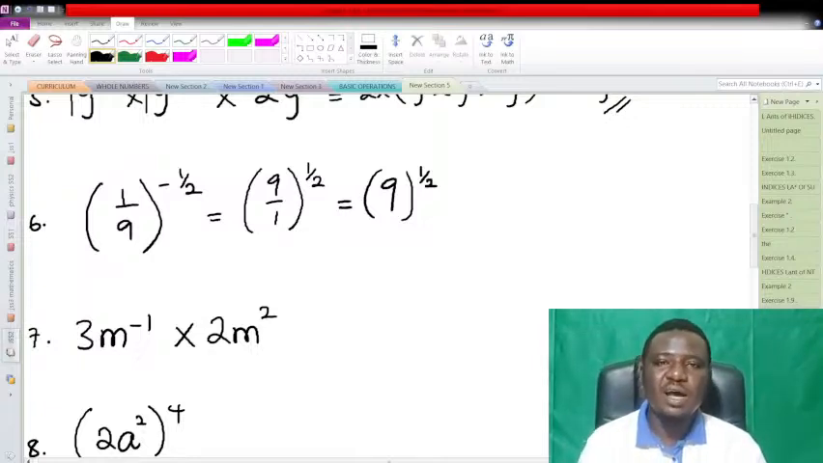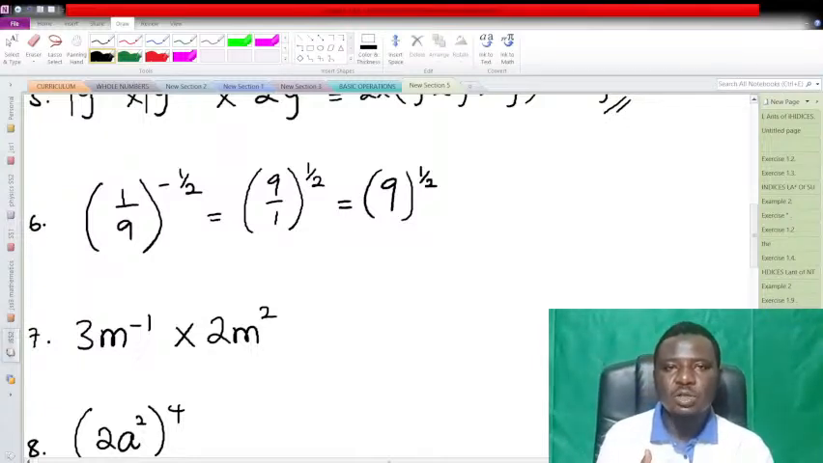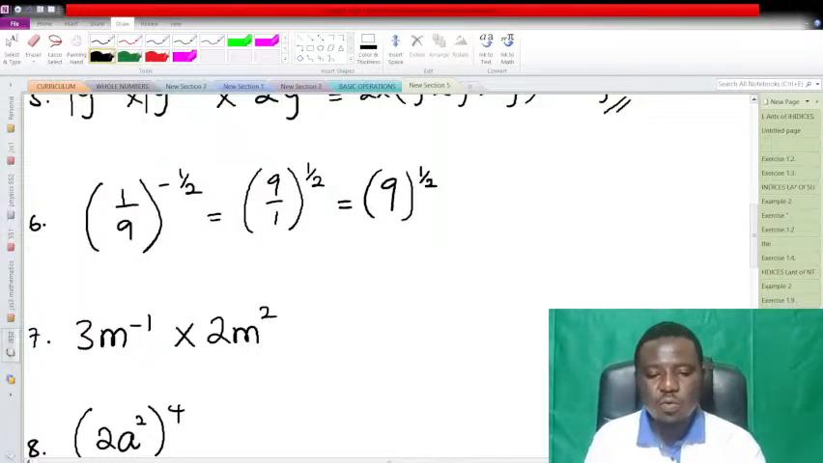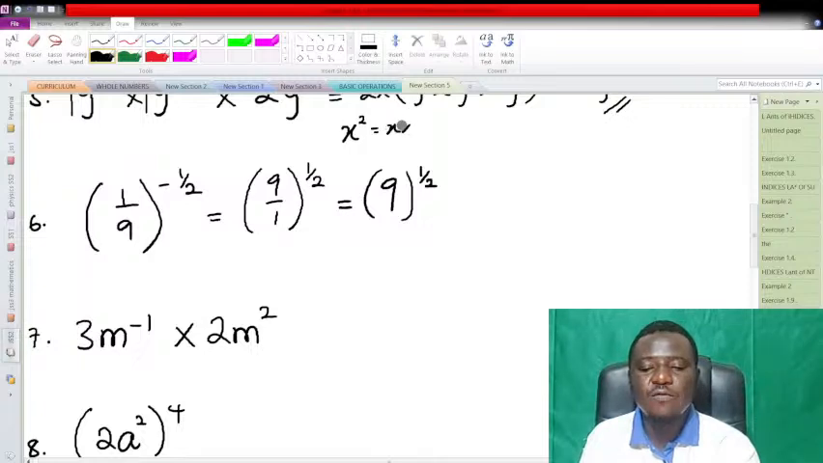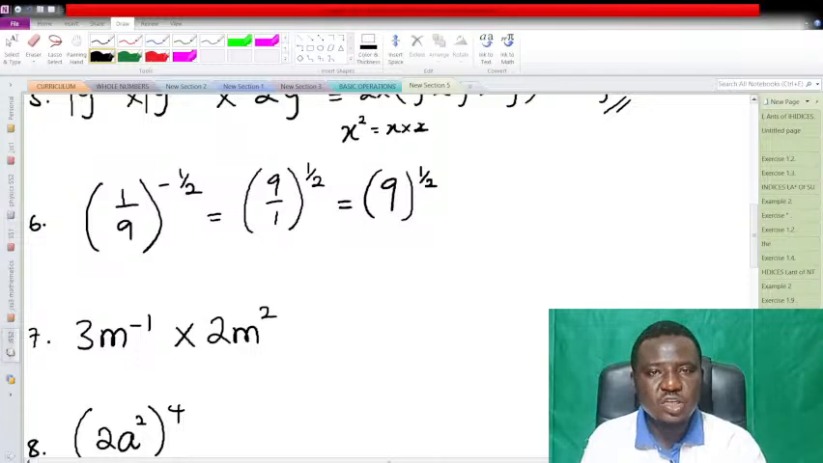I doubt if I have spoken to you about the fractional law, but the fractional law in this case talks about, now, why we did x squared, we said it means x multiplying itself 2 times, right? In a fractional law, what this means is square root of 9.